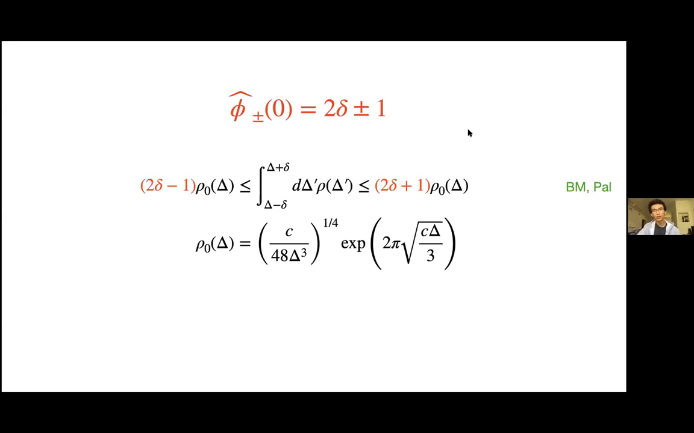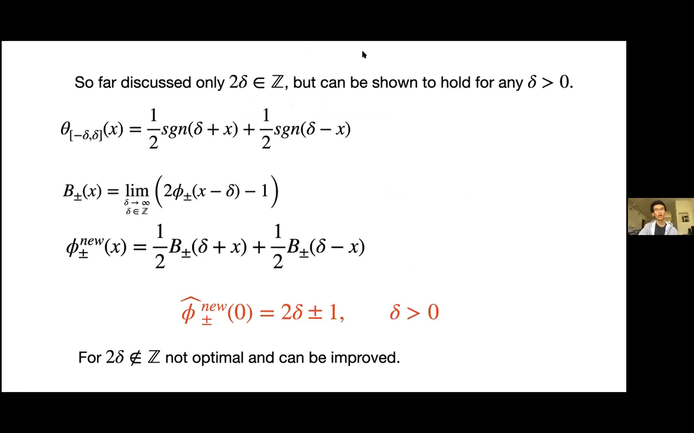So far we've discussed these bounds when 2 delta is an integer. So actually, you can show that these bounds hold for any delta bigger than 0, but they are optimal only for integer 2 delta. So first, let me comment briefly on how you show that for non-integer delta.